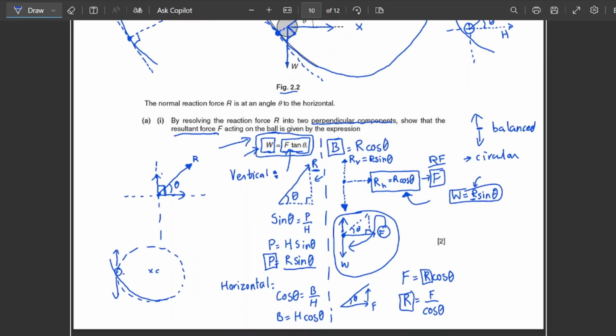And we know that the vertical component of R is going to balance that weight, because if they're not balanced, it's either going to go up or it's going to go down. So they both have to be balanced. That's checked. So we get this equation, W is equal to R sine theta. But we don't want that R. They want to have that F in there. So we need to find out what that F is.